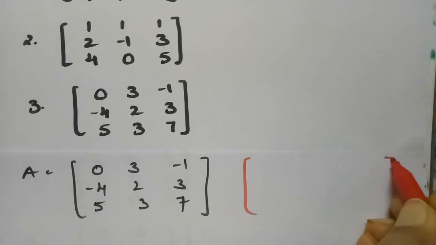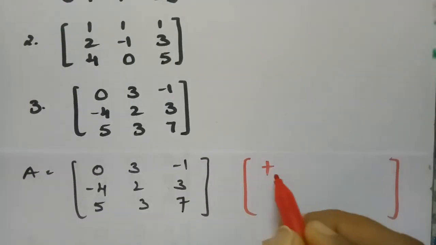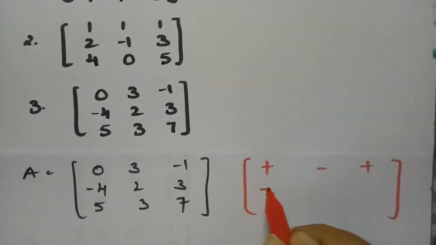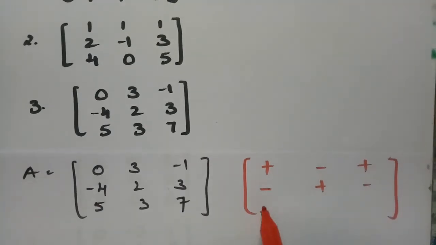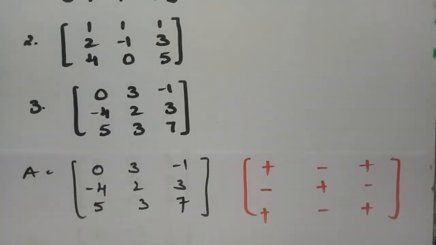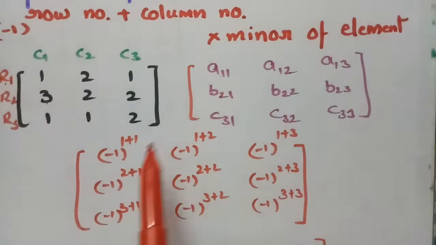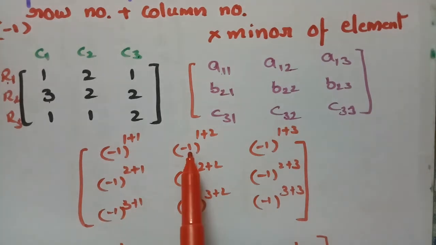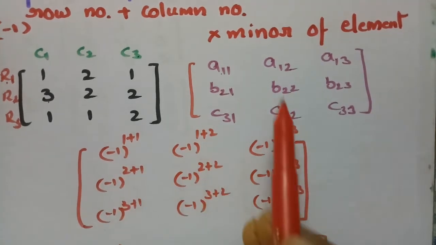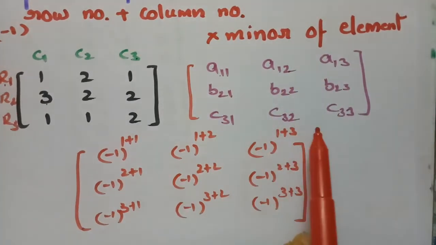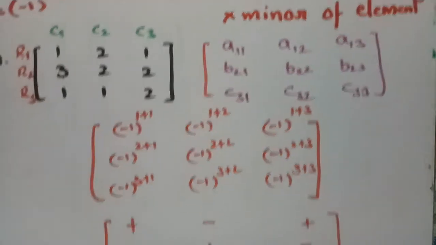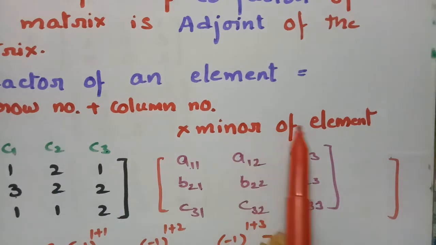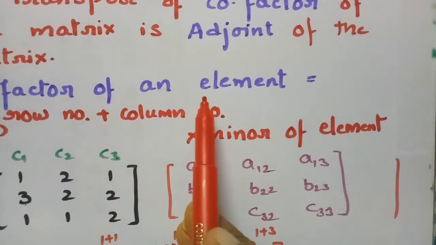So before that, there is a formula that we have to go with plus minus plus, and minus plus minus, and this is plus minus and plus. I said how we got this plus minus. So this is nothing but minus 1 power row number plus column number. So these are all the positions of any matrix, and this is how we got plus minus plus and so on. So with this we have to multiply with the minor of an element for getting the cofactor.